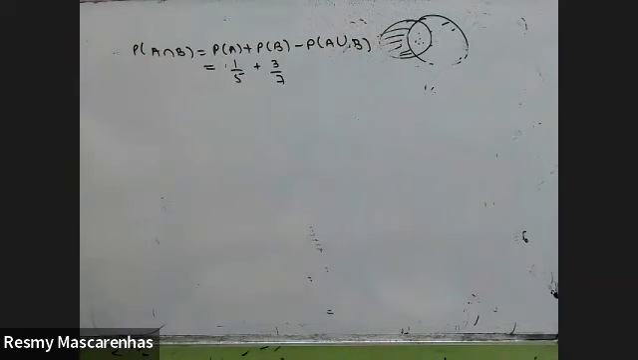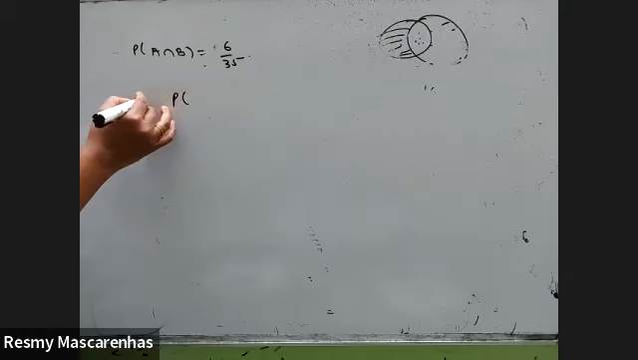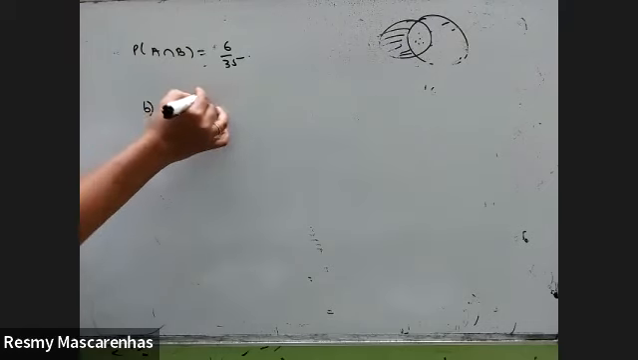What answer I got in A? What was the A part? I've calculated this. Teacher, 6/35. Okay. So now this was the B part. We have to find this.